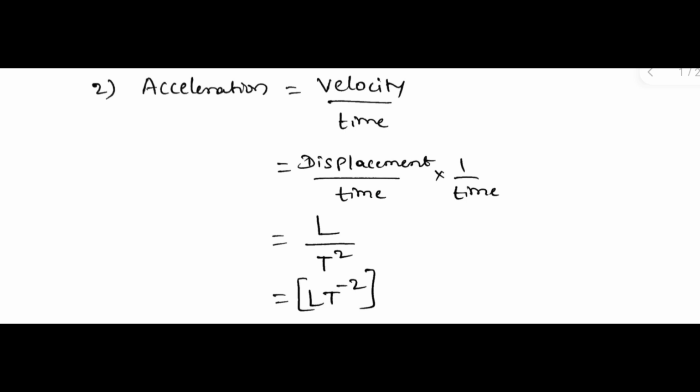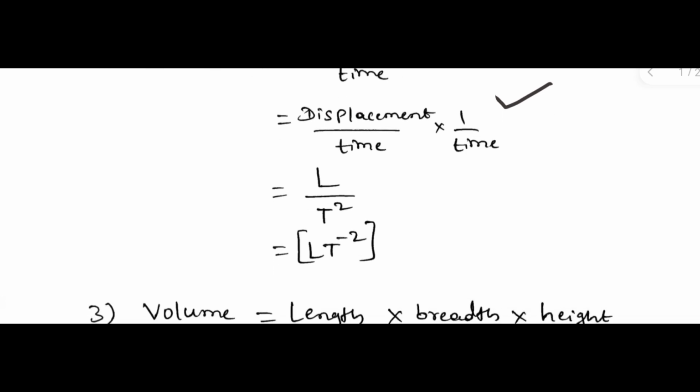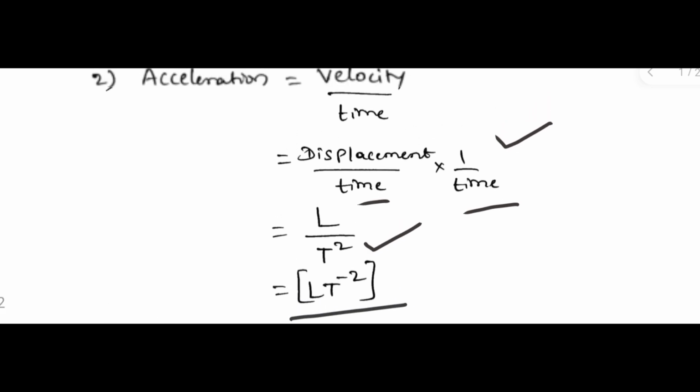Divided by time again, that becomes 1 by time. Displacement is nothing but a length interval, that is L, and here two time intervals are there, that becomes T square. This T square can be shifted from denominator to numerator, that becomes T to the power minus 2. The total dimension is L T to the power minus 2, which is the dimension of acceleration.